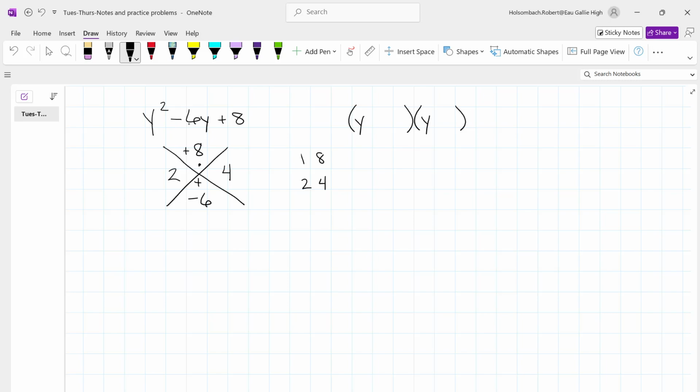Now we've got a negative 6, right? And we've got a positive 8. So in order to have a positive 8 at the end, you either have to have two negative factors or two positive factors. And since our middle term is negative, we have to use two negative factors. So if we take negative 2 plus negative 4, we get negative 6. And negative 2 times negative 4 gives us positive 8. So our factors are going to be y minus 2 times y minus 4.